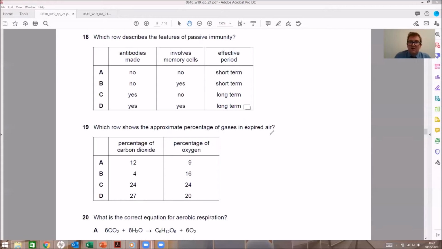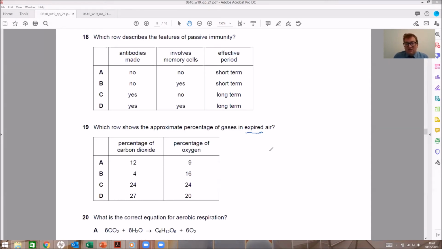All right. Question 19. Which row shows the approximate percentages in expired air? Here's the key detail here: expired air. So it's entered your body processes, and there's been a change in the gradient by diffusing gases out of the blood and gases into the blood. So if you remember that oxygen will diffuse into the blood and carbon dioxide will diffuse out. Okay, now because it's exhaled air, you'd be looking at a decrease in oxygen and an increase in carbon dioxide.